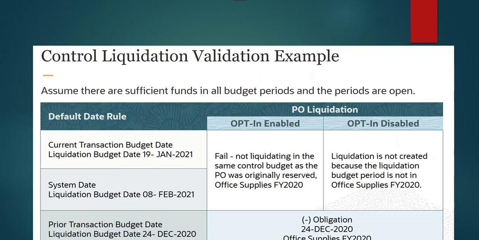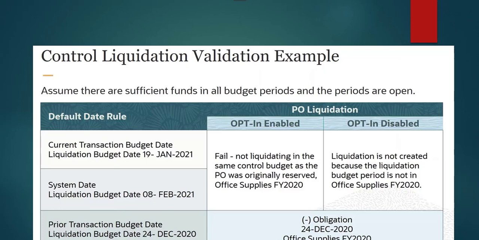With the period transaction budget date, our liquidation budget date is the 24th of December 2020, so the invoice is validated, the liquidation is created whether you have opted in or you haven't, because it's going to be looking at Office Supplies 2020 budget, which is the same budget that the purchase order was created in. So that's just an example of how that option works.